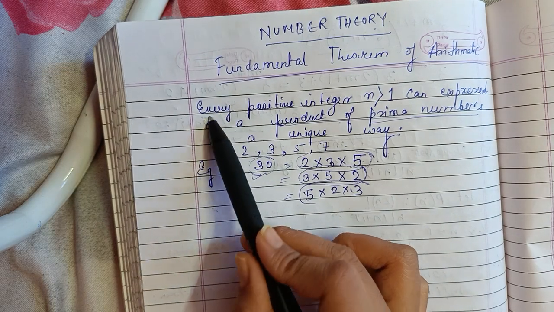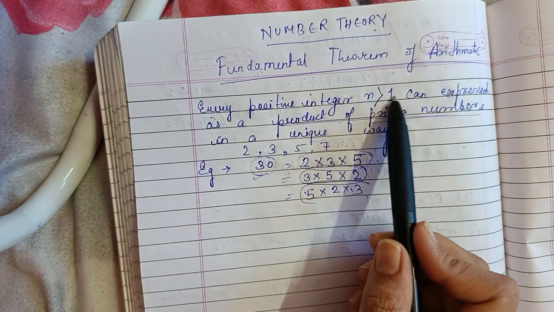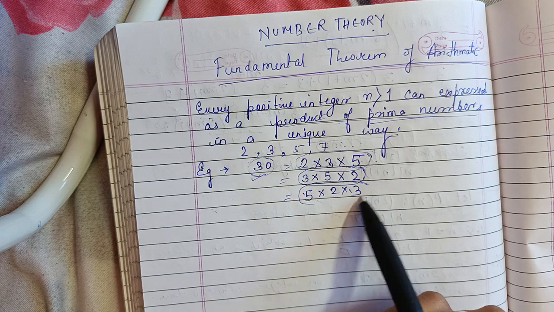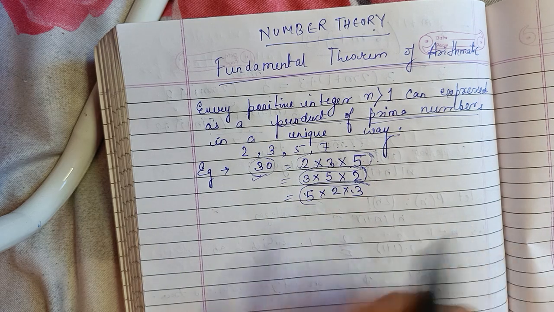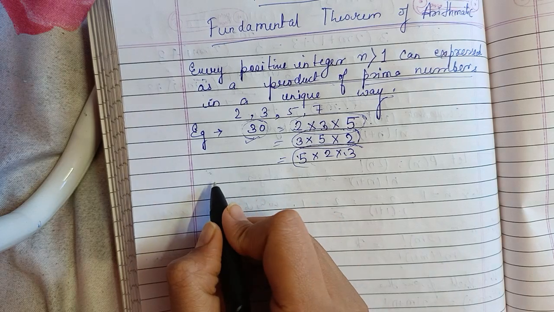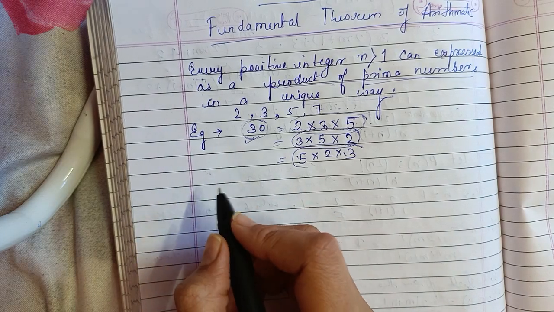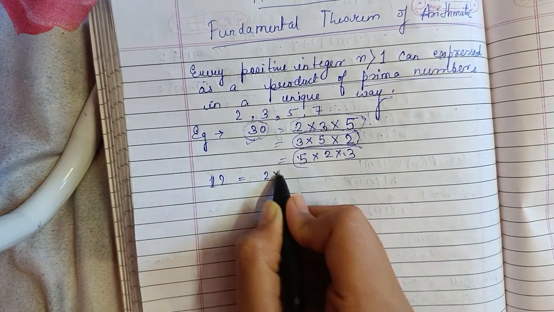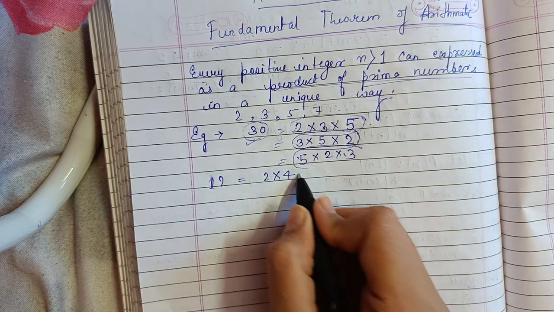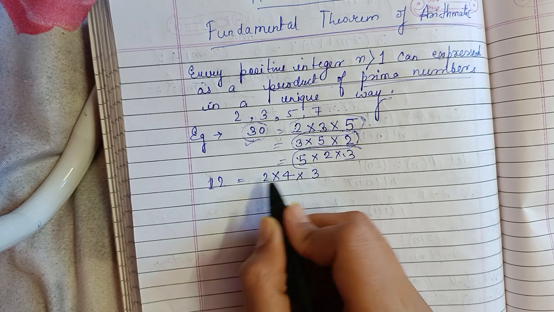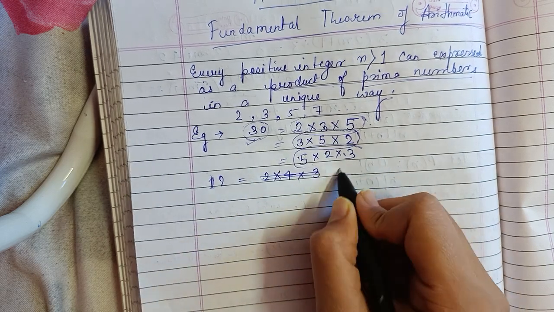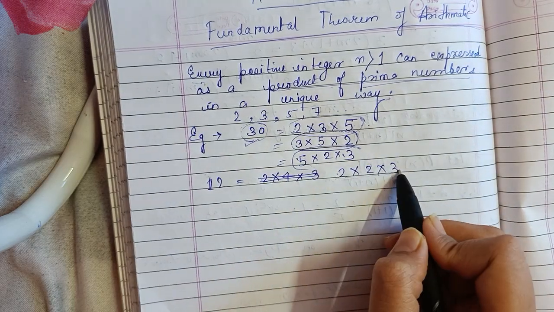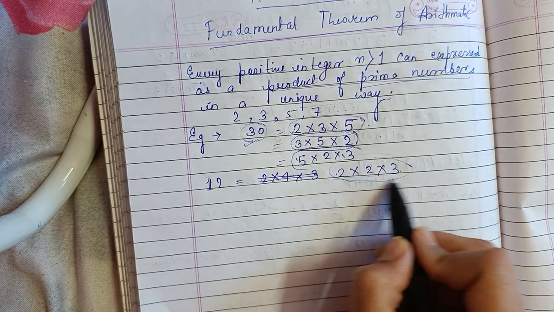So here it is saying every positive integer n greater than 1 can be expressed as a product of primes, and these all are prime numbers, isn't it? Now if someone asks me to prime factorize 12, someone will say 2 into 4 into 3. I'm sorry, 4 twos are 8, so this is not going to work. 2 into 2 into 3: 2 twos are 4, 4 threes are 12. All are prime numbers. These all are the product of primes.